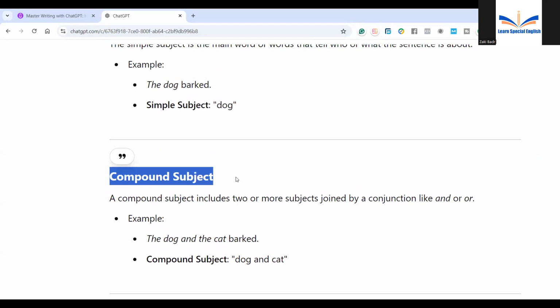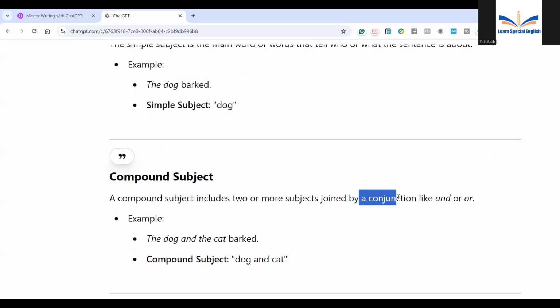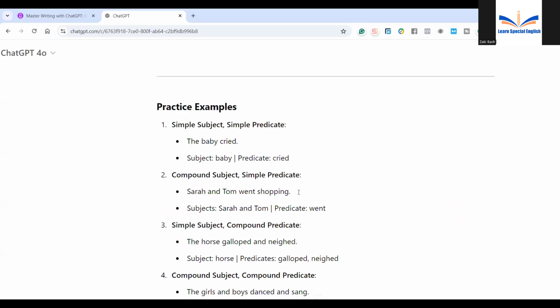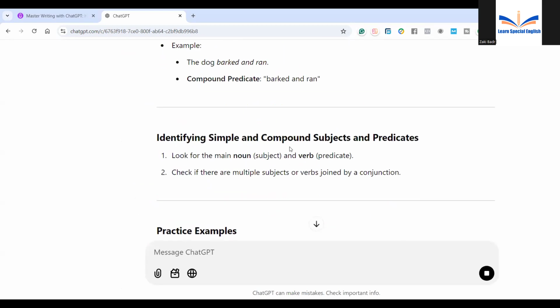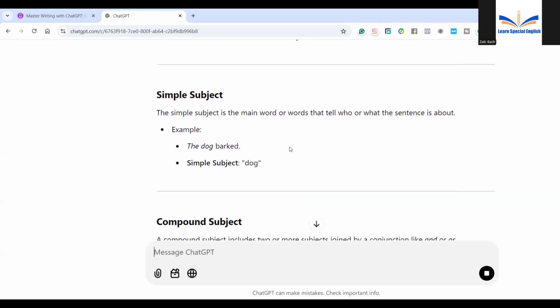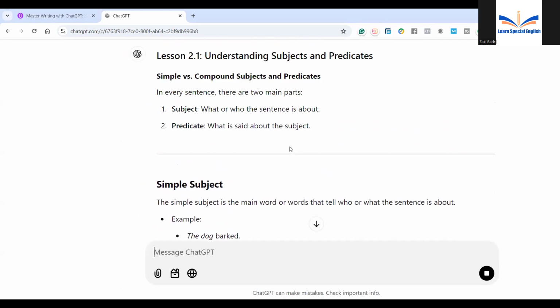Compound subjects mean two or more, joined by a conjunction. A conjunction is a tool that links words, tools like and, or, but. There are many conjunctions in English. We can see more, okay? Search for more conjunctions to know more about them. We're going to elaborate on this later in another lesson.